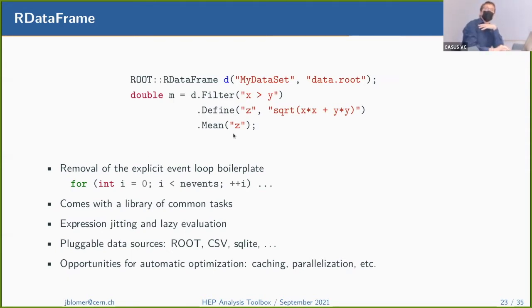And then if you have it in this data frame form, then of course there are lots of interesting optimizations that you can do behind the scenes, like caching, parallelization, and so on.